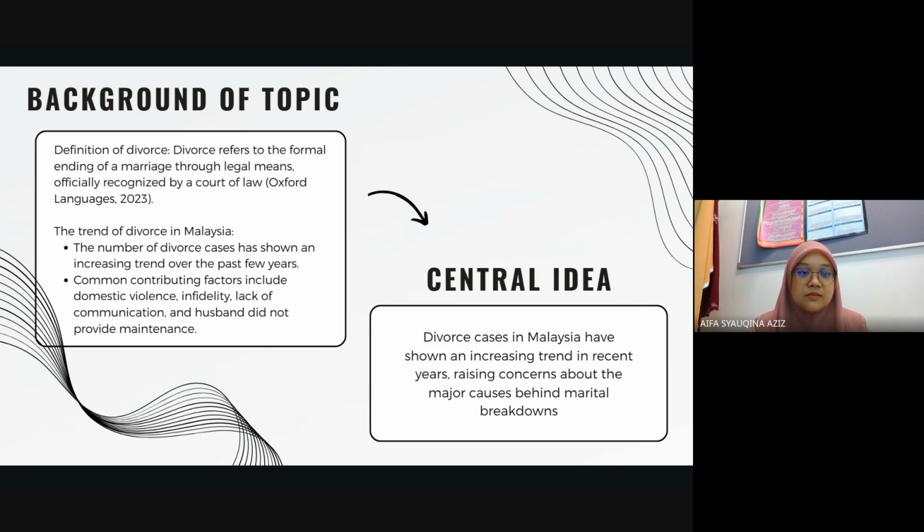Next, our central idea is that divorce cases in Malaysia have shown an increasing trend in recent years, which raised serious concerns about the main cause behind marital breakdown.